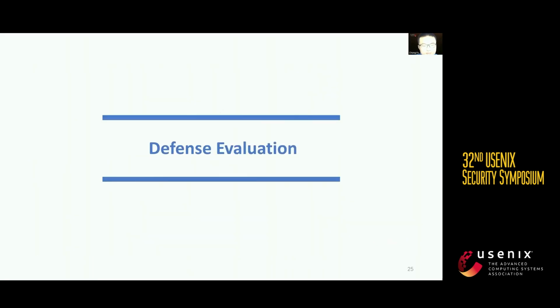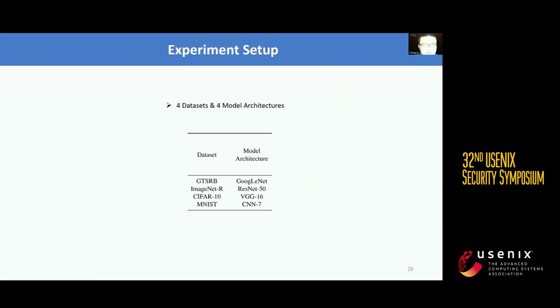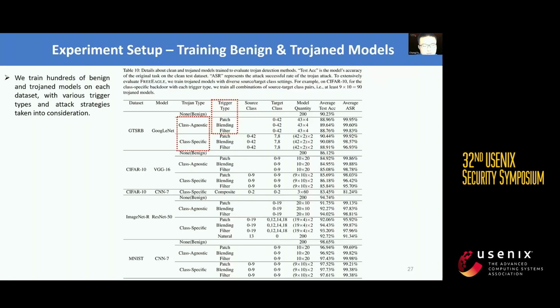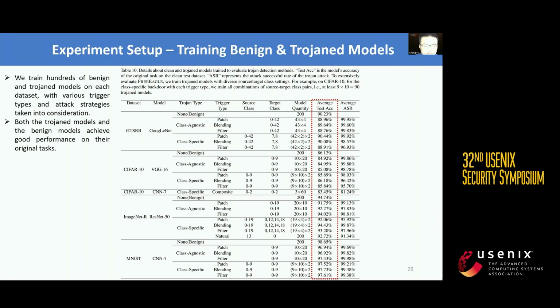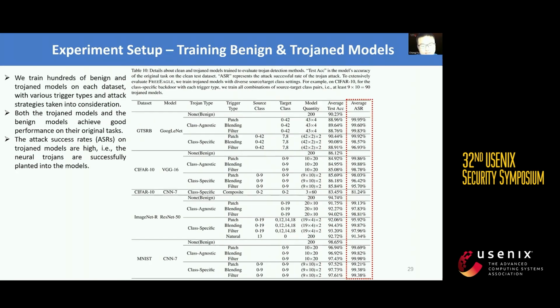We evaluate our method on 4 datasets and 4 model architectures. We train hundreds of benign and Trojan models on each class with various trigger types and attack strategies. Both the Trojan models and the benign models achieve good performance on their original tasks. Besides, the attack success rates on Trojan models are high. That is, the neural Trojans are successfully planted into the models.